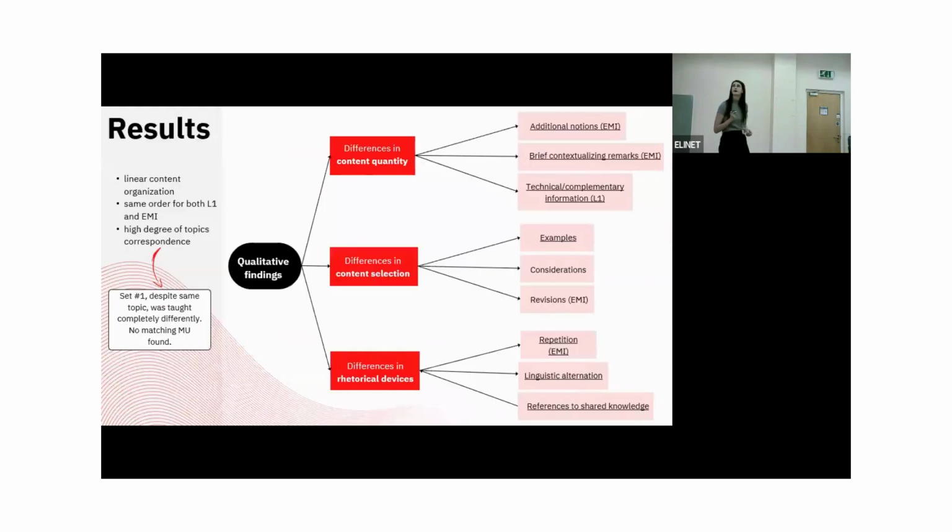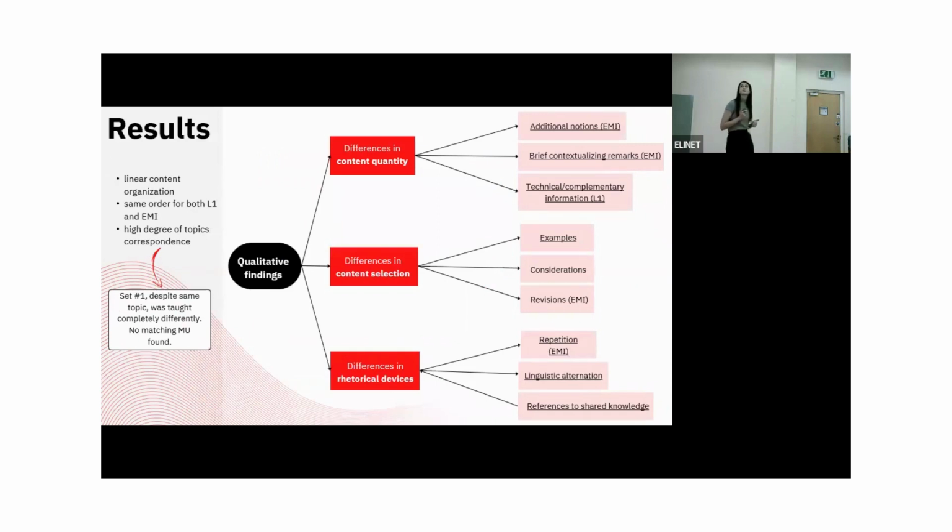For the remaining 4 sets, I found that for the topics themselves, the core topics were all the same. And actually, the macro units occurred pretty much in the same linear order. So macro unit 1, 2, 3 would be the same, presented in the same order in both versions of the lectures. However, there were some important differences that I have categorized in 3 different categories.